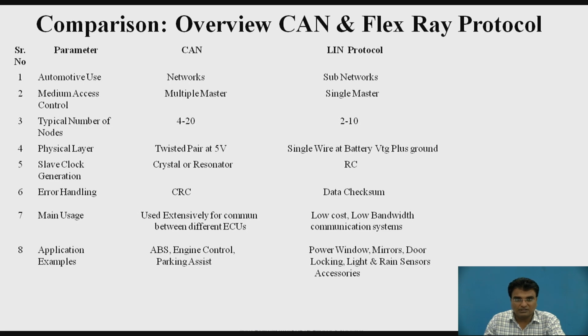CAN is used extensively for communications between the different ECUs, while the LIN protocol is used for low cost, low bandwidth communication systems. Application examples: CAN is used for ABS, engine control and parking assistance, while the LIN protocol is used for power windows, mirrors, door locking, light and rain sensors, and accessories.